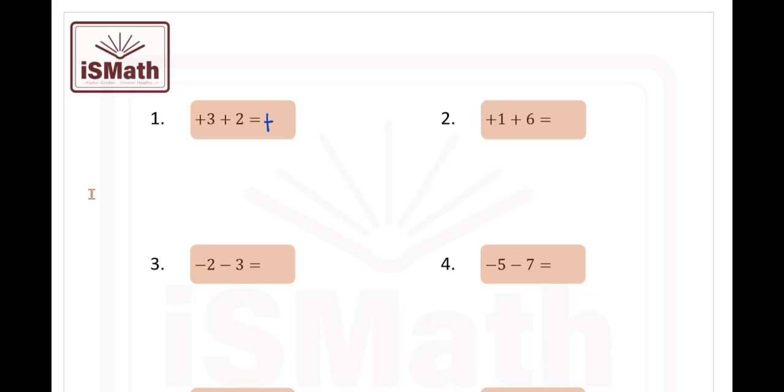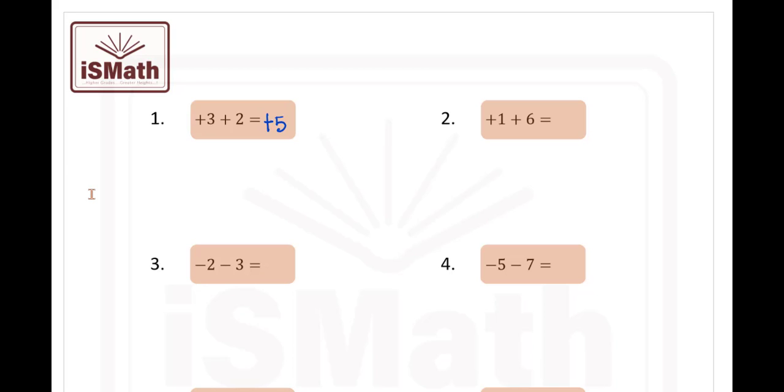Are the signs the same here? Yes, the signs are the same. If you look at them, you have a plus here and then you have a plus right there as well. So we would now have to add these 2 numbers. Adding these 2 numbers will give me 5. That is why the answer is 5. I did not use the number line to do this. Let's go to question 2.